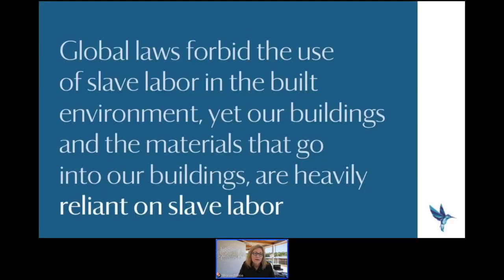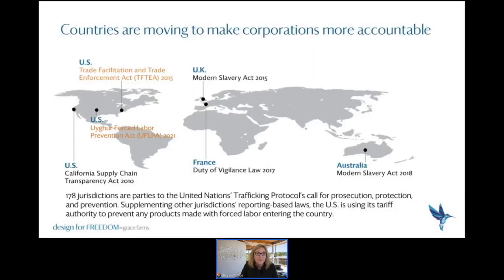Now, there are actually global laws. What differentiates this movement from the green building movement per se is that global laws forbid the use of slave labor in the built environment. Yet our buildings and the materials that go into our buildings are heavily reliant on slave labor.